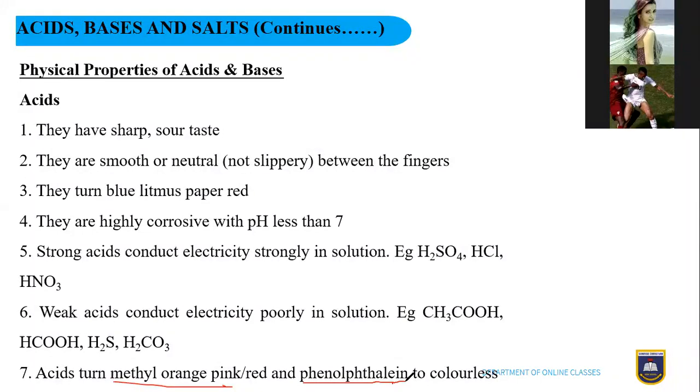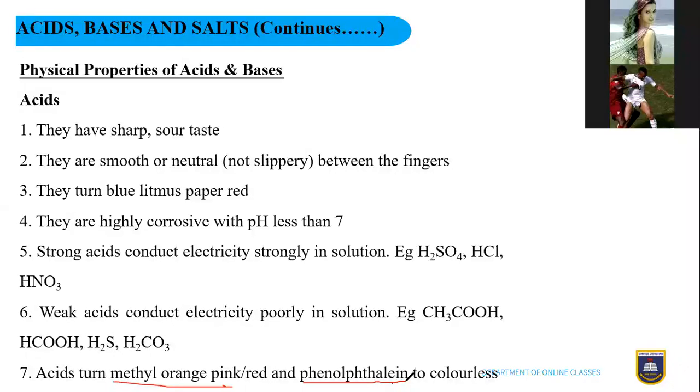There are others like methyl orange. It's also an indicator. The color is just orange. When you have an acid and you drop methyl orange into it, the orange color of the methyl orange will disappear and you see a pink or red color. In other words, the acidic solution, which is colorless, will turn pink or red. That's the point I'm making.